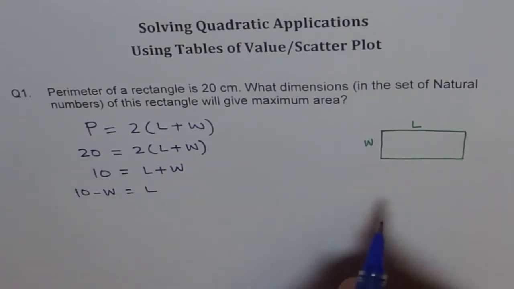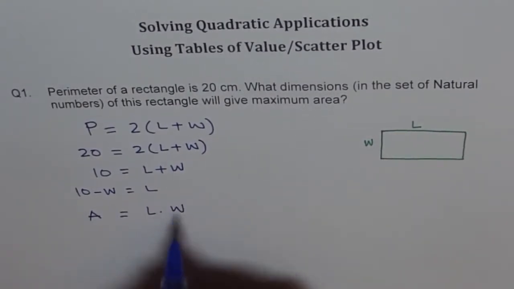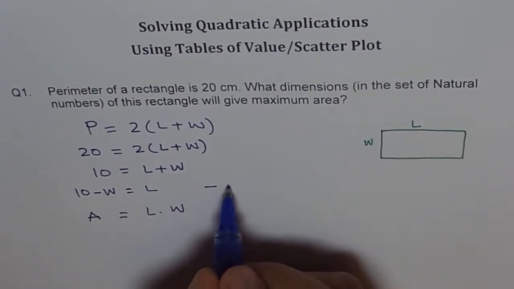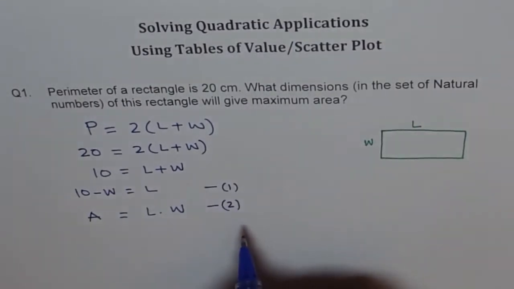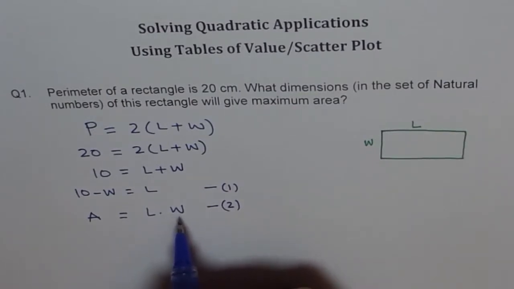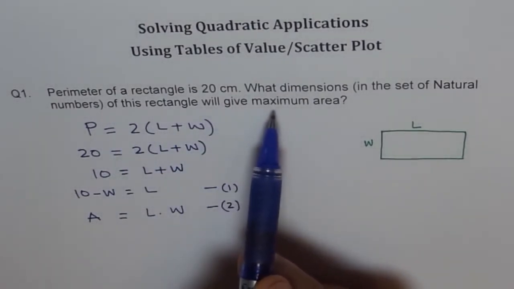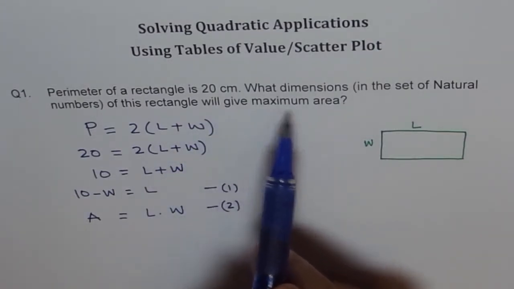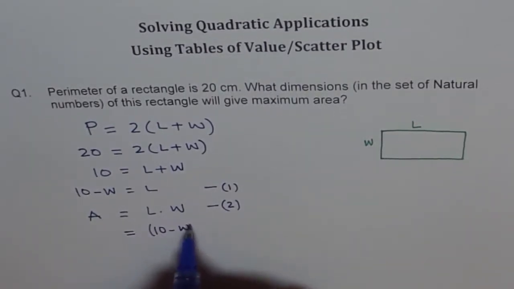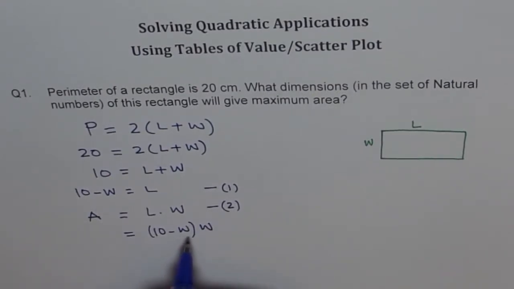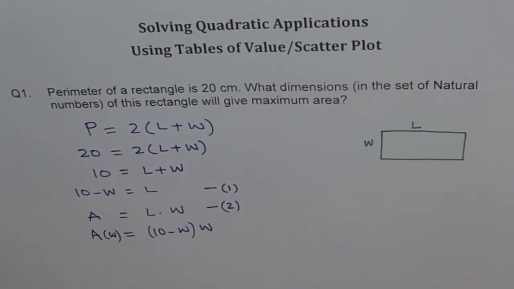Now for this equation, what is the area for this rectangle? You know, area can be written as length times width. Now from the above equation, let's call it equation 1, we can substitute this value of L in our second equation. Let's say this is 2, and then get one equation in just one variable for area. Because why did we find area? Because the question says dimensions that will give maximum area. So we can write this as length is 10 minus W times this W. Now you see this is in one variable, W. So we can write it as a function of W. So now we have area as a function of W.